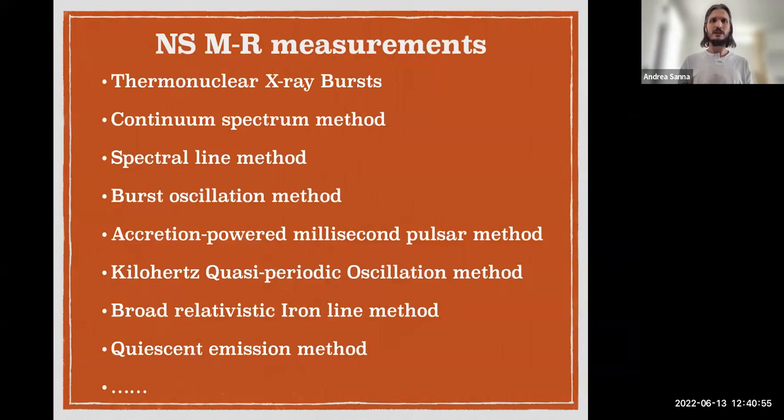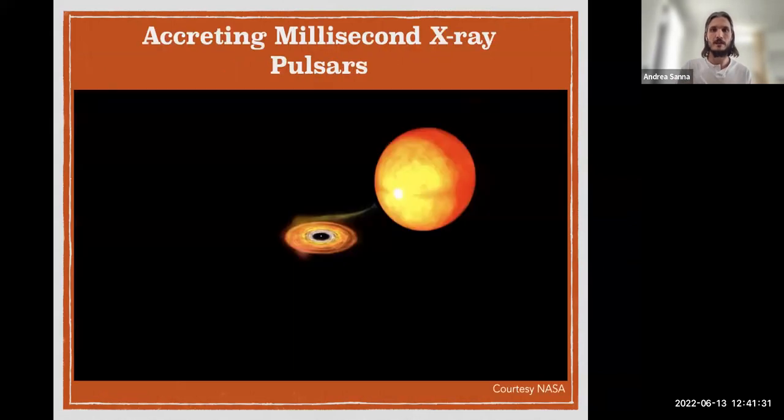Here I'm mentioning a list of, let's say, types of measurements for mass and radius that in X-ray astronomy have been used and are still used to try to infer those properties. I'm not going to go into detail on each of them. I will focus more on accreting millisecond pulsars. I'll briefly show something about the spectral part, just to give you an overview of the fact that X-ray is crucial to understand properties of neutron stars.